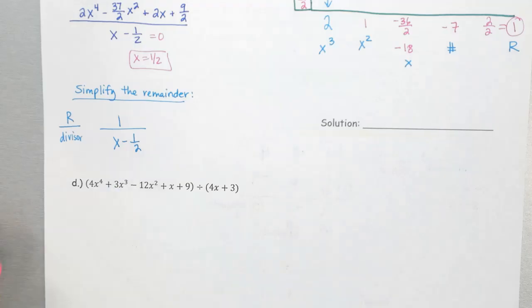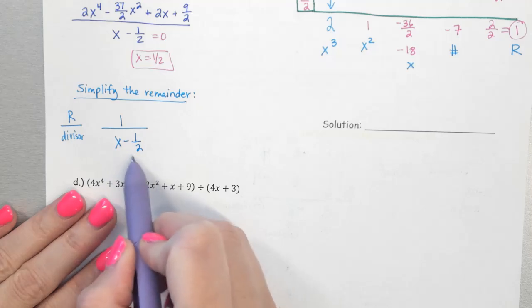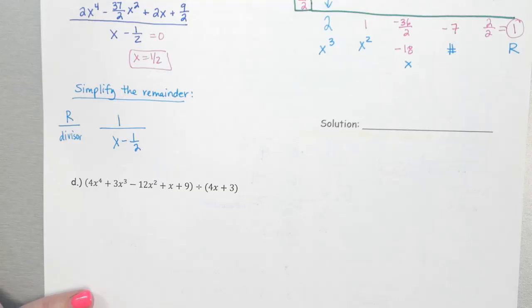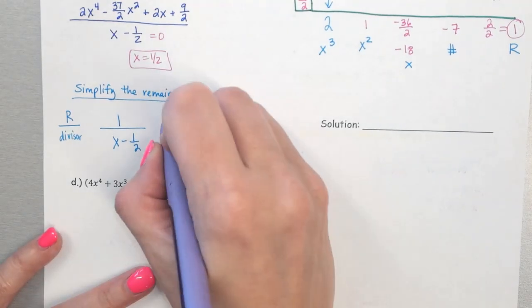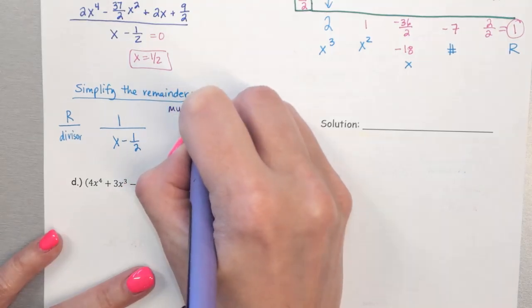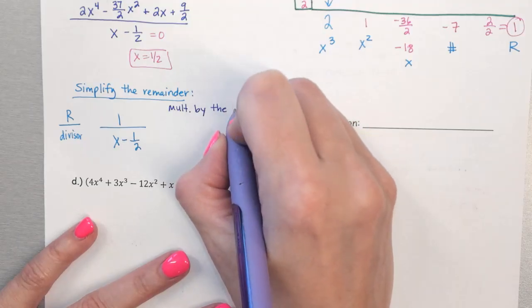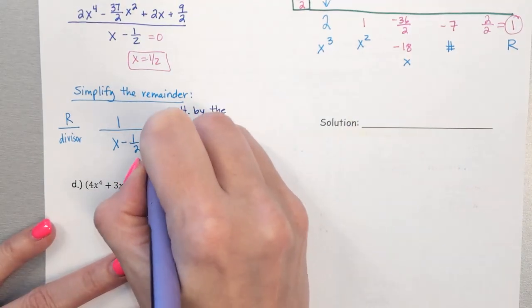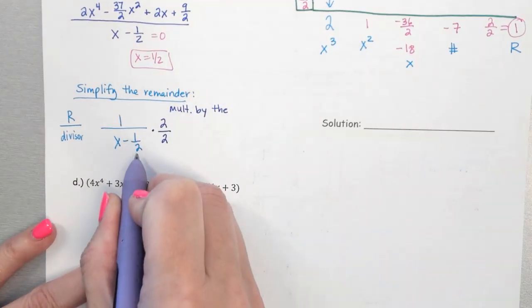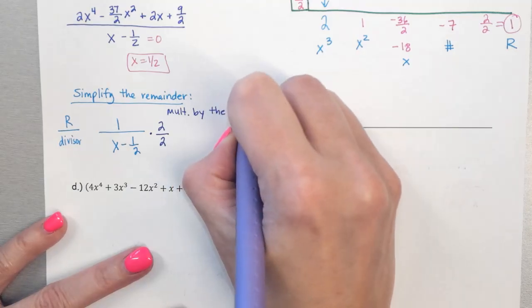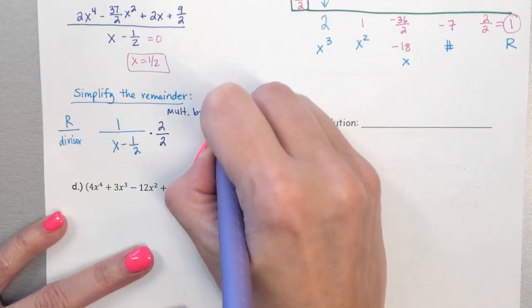We want to get it back so it's not a fraction anymore. So you are going to multiply by the denominator in the fraction, okay? Because you don't want any fractions in there. Okay, so multiply by 2/2, because it's the denominator here. Multiply by the denominator of the fraction in the denominator.